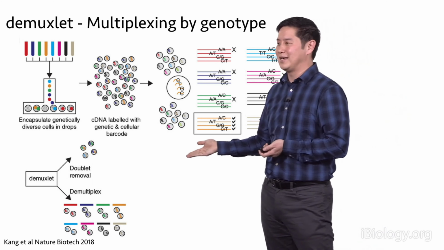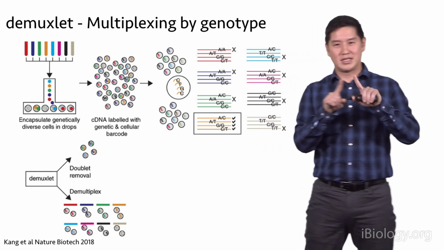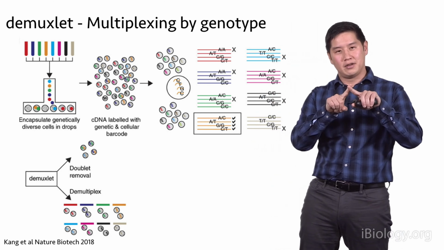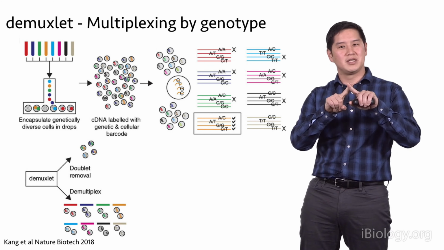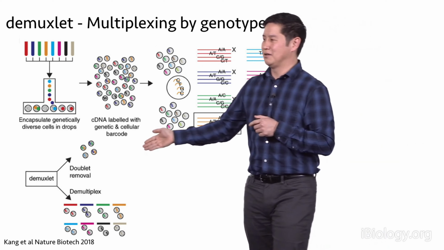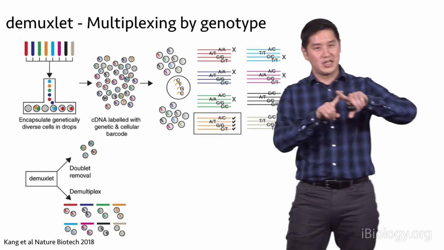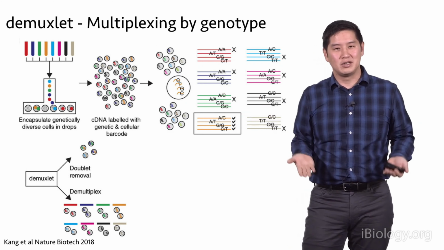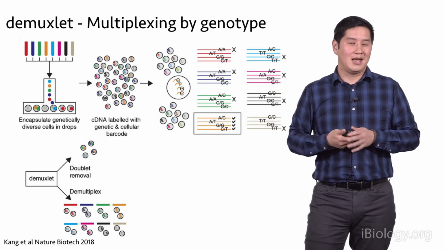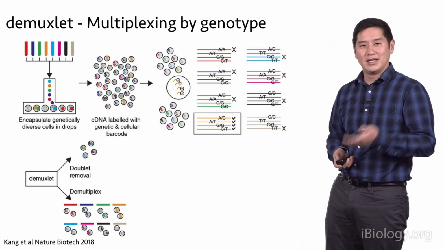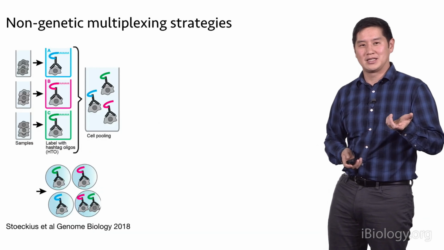What's really cool about this method is that if you have a doublet, 2 cells in a single droplet, and you have 8 different samples, chances are those 2 cells came from different samples and they'll have 2 different genotypes. So if you analyze the data within those cells and see the presence of 2 different genotypes, you know that's a doublet, and we can remove those from analysis. So this allows you to bump up that concentration and get more single cell data for the same cost. If you're not working with genetically distinct individuals, this method won't work.